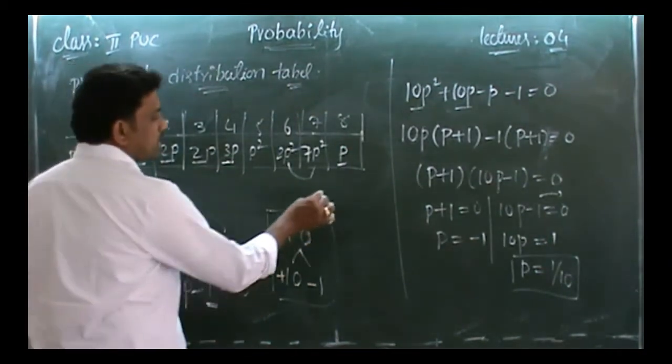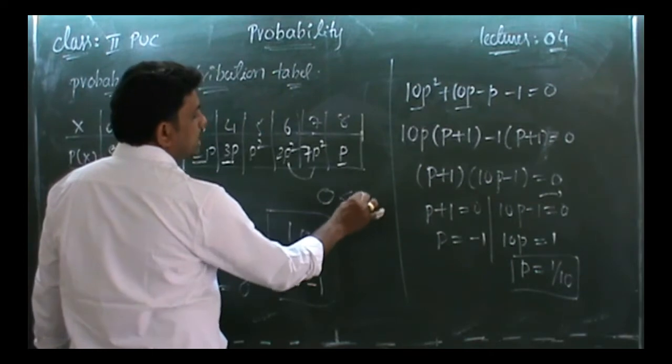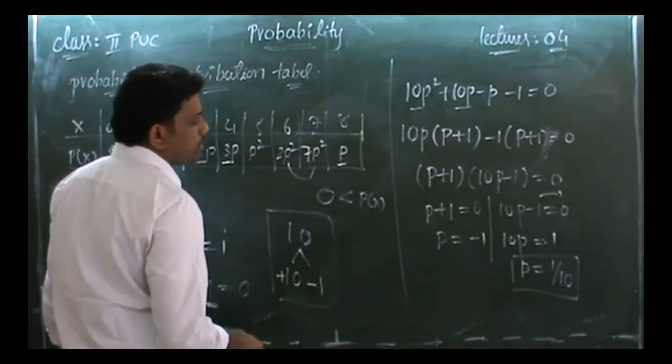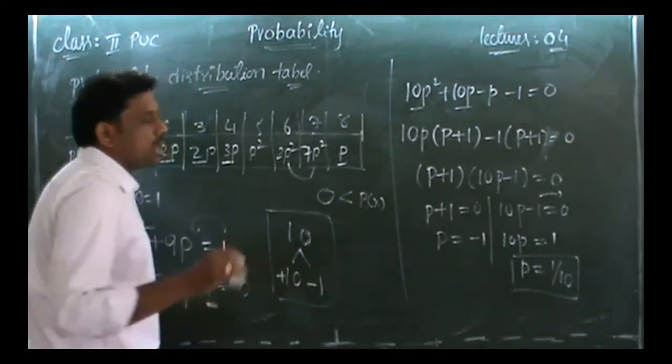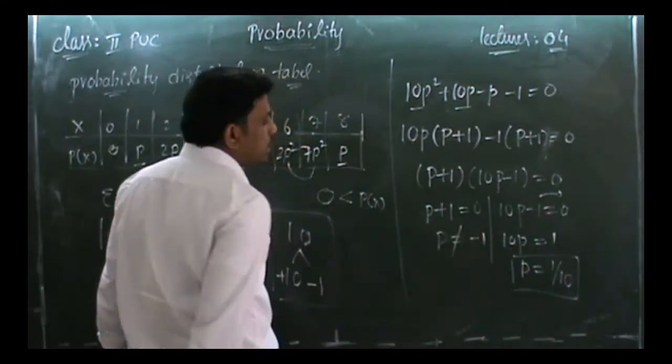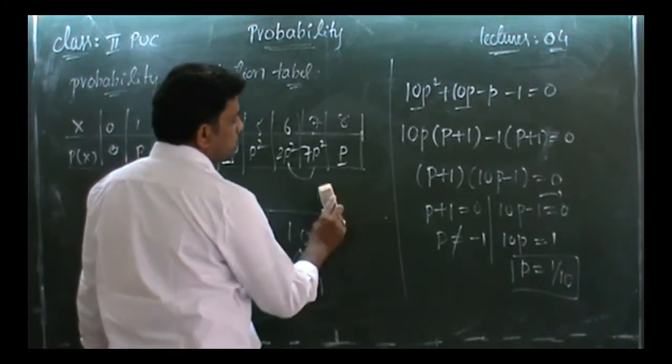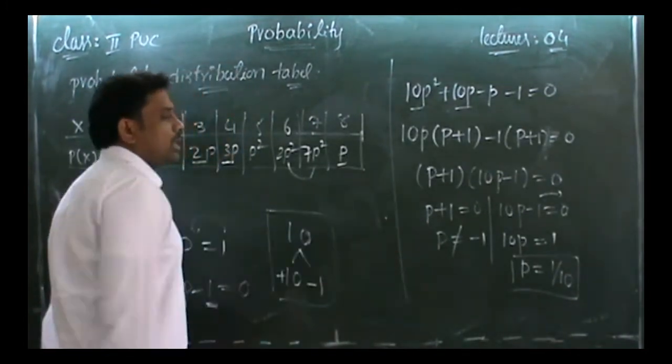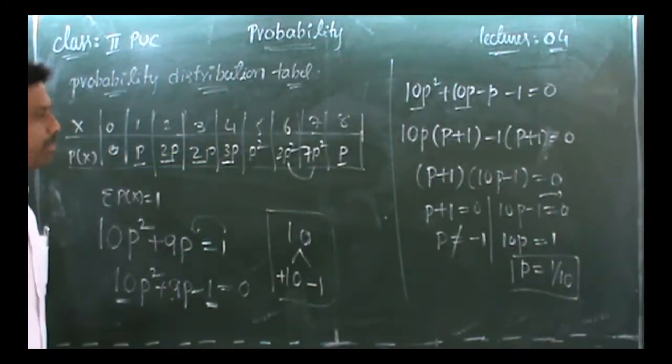Because the condition, what is the condition? 0 is greater than p of x. This one is the important. So p of x values always need to be positive. But here what is the value? Negative. So we can't take the p value as minus 1. Then what is the p value? The p value is 1 by 10.